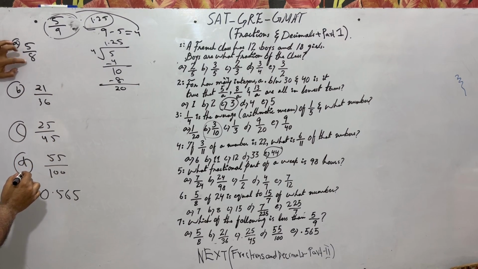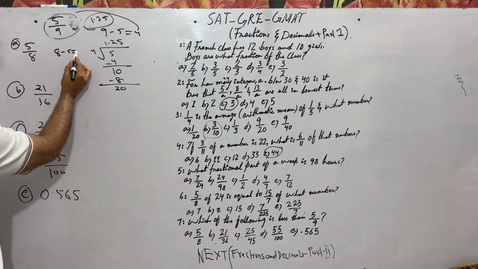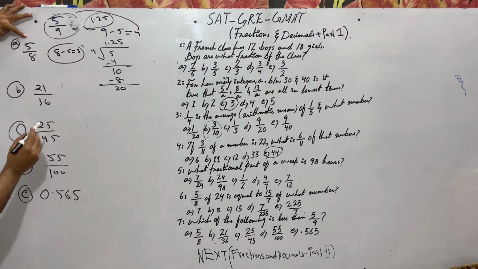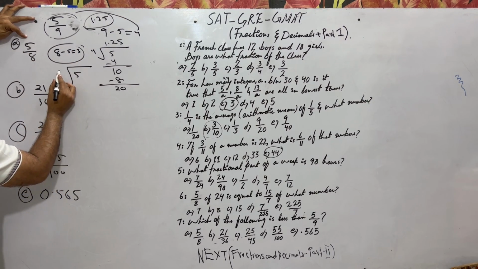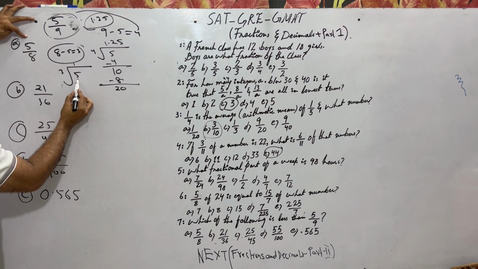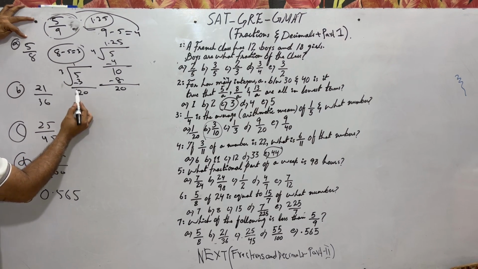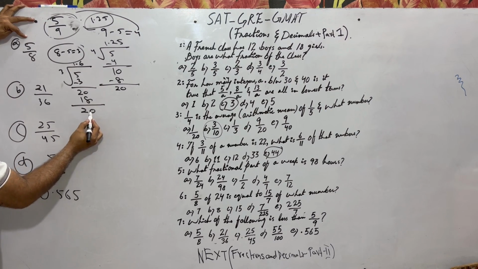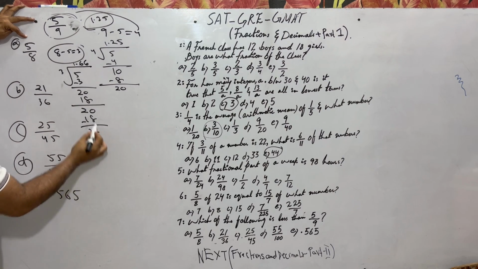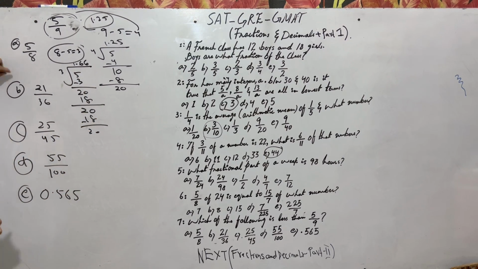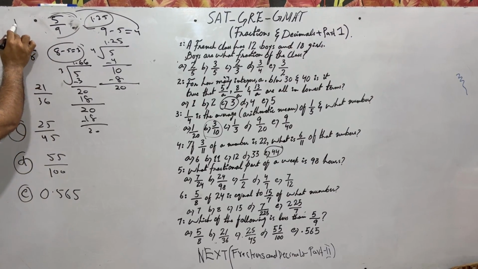What about this same strategy for 5 over 8? 8 minus 5 is 3. Divide 5 by 3. 1 time 3 is 3. Subtract, 2, introduce 0 and a point here. 6 times 3 is 18, subtract, 2, again 0, 6 times 3 is 18, and so on. That is 1.66. So the decimal corresponding to this is 1.66, and corresponding to 5 over 9 is 1.25.